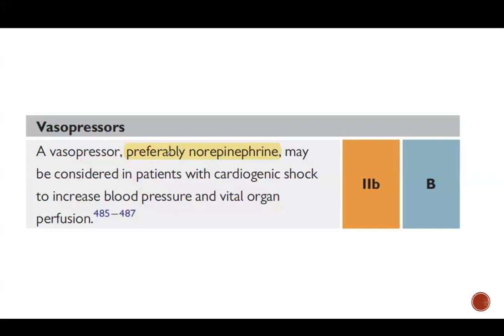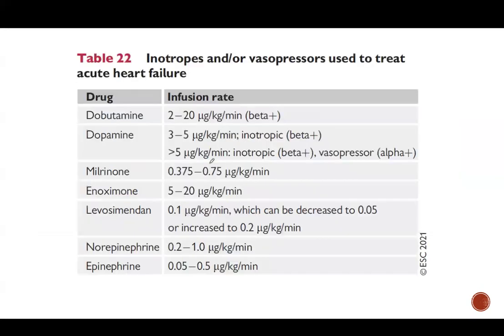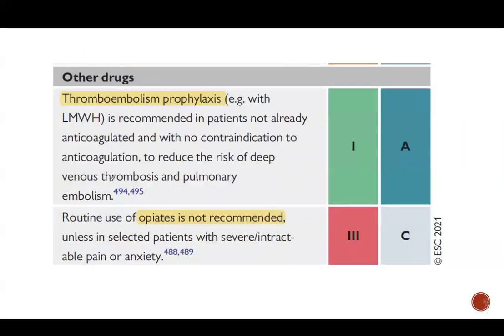If you have to use a vasopressor in cardiogenic shock, the preferable drug is norepinephrine. These are the inotropes and vasopressors which you can use in acute heart failure: dobutamine, dopamine, milrinone, enoximone, levosimendan, norepinephrine, and epinephrine. Since all these patients will be on either ventilator support or in ICU and are immobile, thromboembolism prophylaxis for DVT prevention should definitely be given.